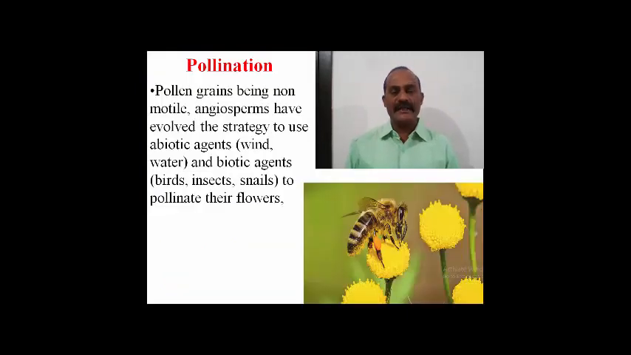Basically, if we see reproduction in angiosperm, it involves formation of megaspore and pollen grains. Pollen grains are produced in the androecium and megaspore is produced within the ovule. And both the gametes in angiosperm are non-motile. And definitely, pollen grains being non-motile, angiospermic plants have to develop some strategy to use abiotic agents like wind, water and biotic agents like birds, insects and snails and a variety of others to pollinate the flowers.